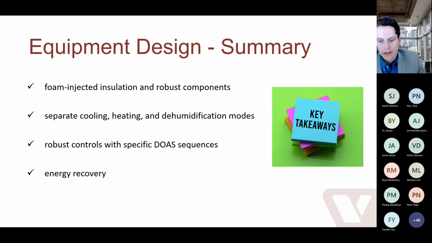And then energy recovery. Not every application is going to lend itself well to energy recovery, depending on how the ductwork's laid out and the needs of the space. But if you can design energy recovery, and in some cases it's required, looking at a wheel versus an enthalpy core, those are all important things to consider as far as the operation of the unit goes.